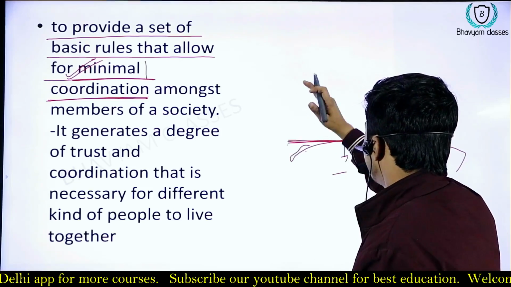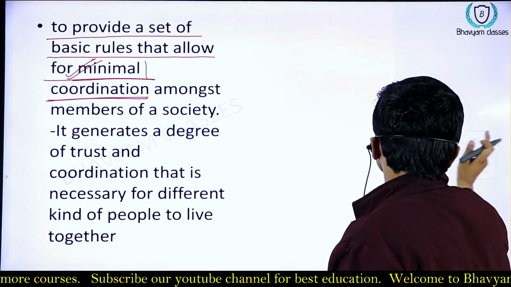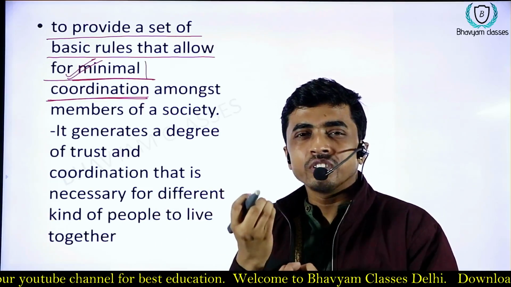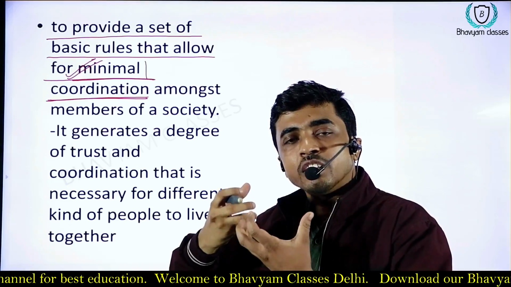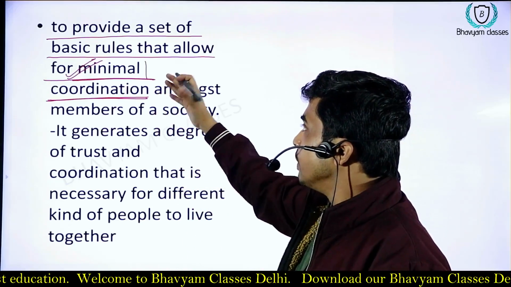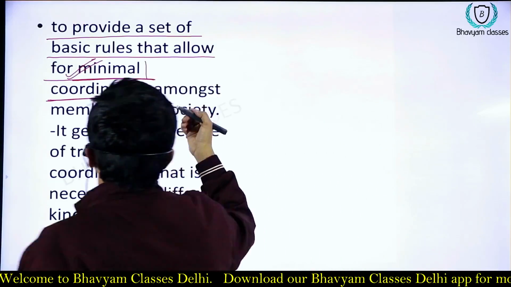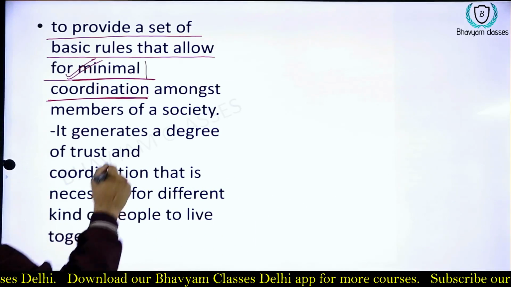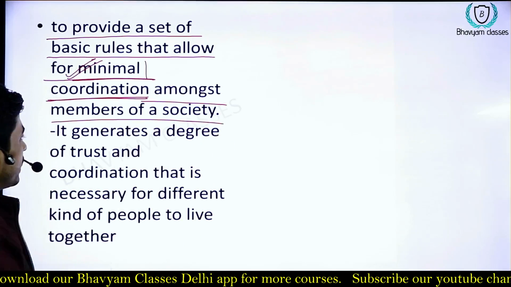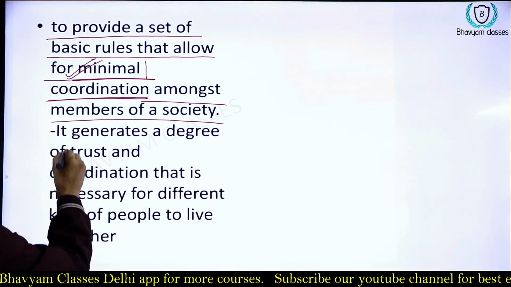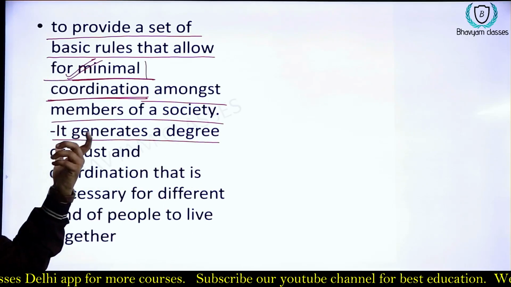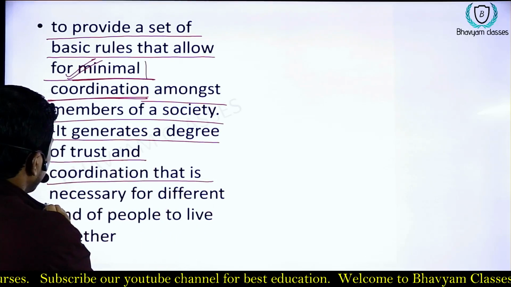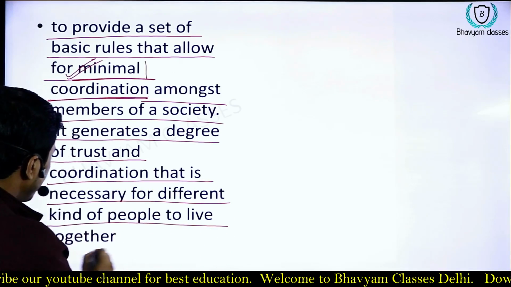Minimal coordination also means that all the sections of the society, all the people of the country, should come together, follow certain principles, and follow certain tenets. That is the meaning of minimal coordination. So the constitution provides a set of basic rules that allows for a minimal coordination amongst the members of a society. So it generates a degree of trust and coordination that is necessary for different kinds of people to live together.